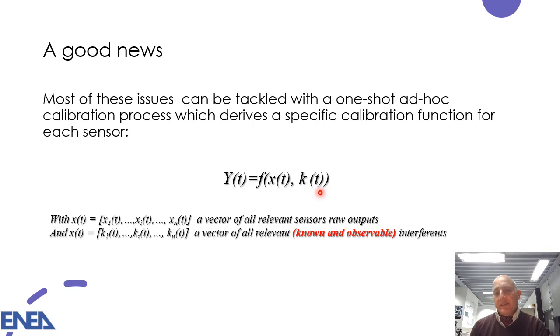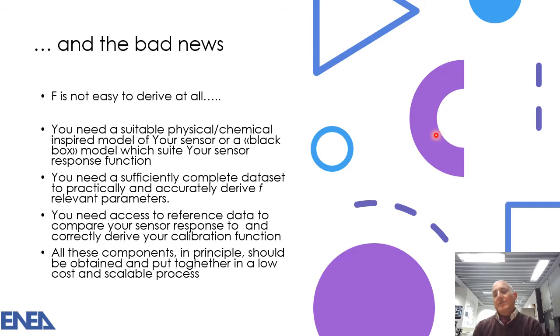The bad news is that F is not easy to derive at all. You need a suitable physical-chemical inspired model of your sensor to invert, or a black box model which fits your sensor response function, either linear or nonlinear. You need a sufficiently complete data set to accurately derive the relevant parameters of your F function. You need access to reference data, of course, to compare your sensor's response and to correctly derive your calibration function, and input data from your sensors. All these components, in principle, should be obtained and put together in a low-cost and scalable process. This is another really important issue. We will have a discussion on it later.